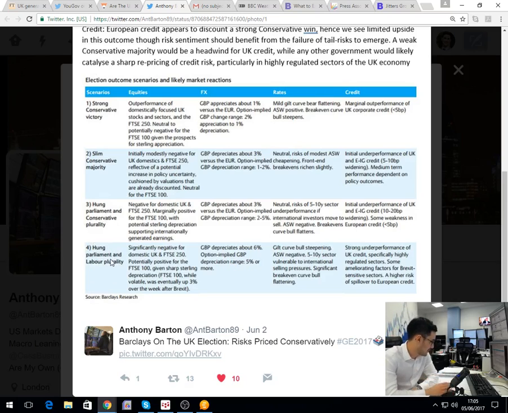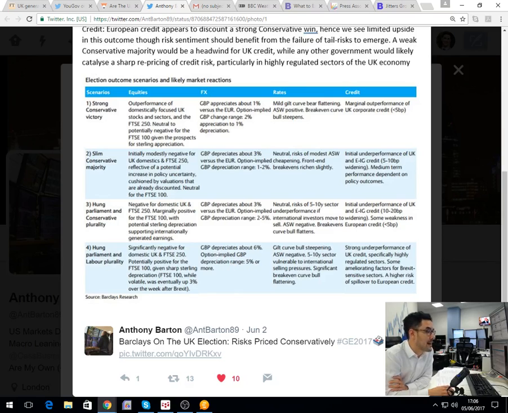So let's just strip out an outright Labour majority, if you like, although I will discuss what that would mean in terms of market pricing if that were to occur. At the moment, the market's priced for something in the region of a 50 to 70 seat majority for the Conservatives, if you're looking at it on balance. Now, what would that mean? As Barclays are looking at, specifically at FX, sterling appreciates about 1% versus the euro. Option implied sterling change range is about 2% appreciation to 1% depreciation.